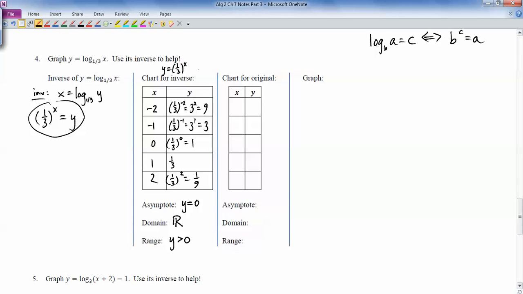Well, to get to the original, we need to switch all the x's and y's. Switch x and y. So instead of -2, 9, it's 9, -2. Instead of -1, 3, it's 3, -1. It's 1, 0 here. It's 1/3, 1, and it's 1/9, 2. And instead of y equals 0, that switches to x equals 0. Instead of x being any real number, it's now y is any real number. And instead of y greater than 0, the domain will be x is greater than 0.